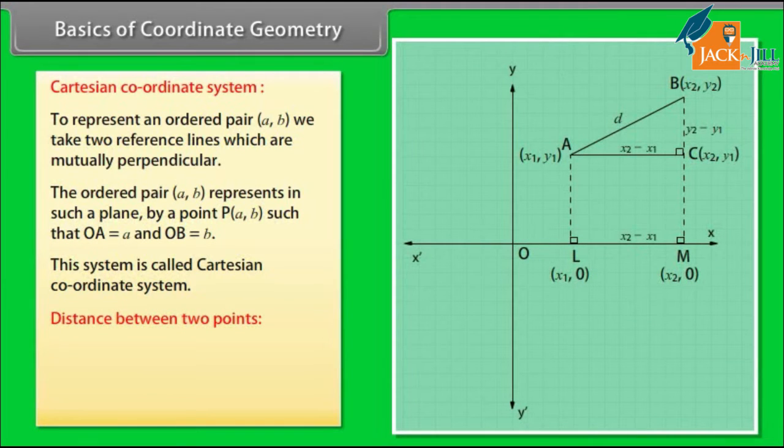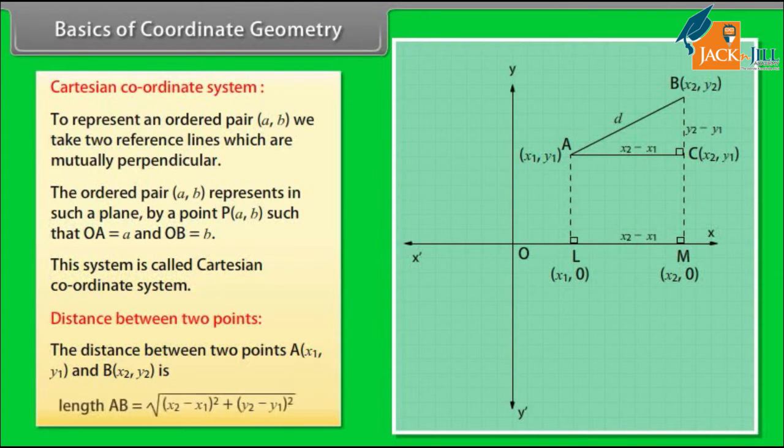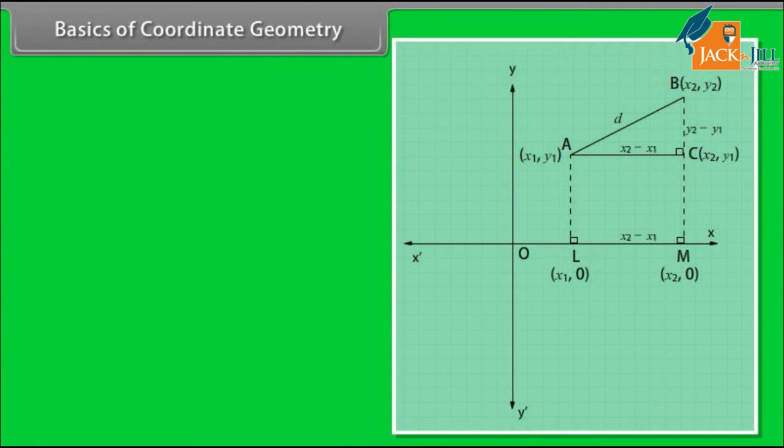Distance between 2 points. The distance between 2 points A(x1, y1) and B(x2, y2) is, length AB is equal to the square root of (x2 minus x1) squared plus (y2 minus y1) squared.